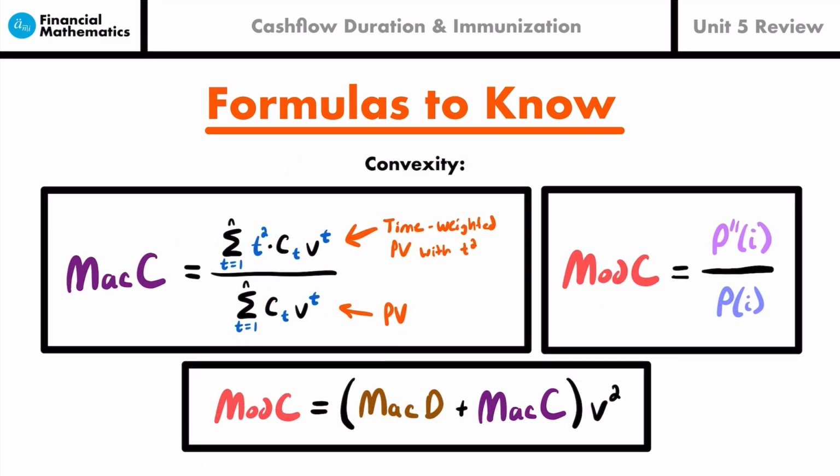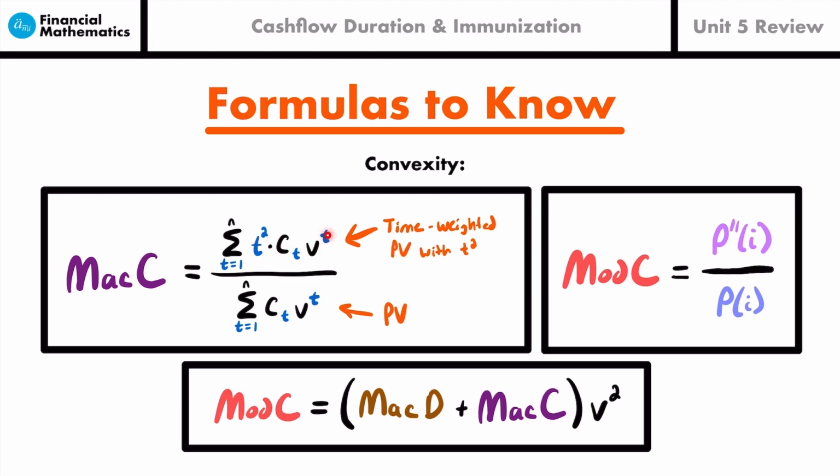Now let's talk about convexity. Remember that just like duration, there are two different types of convexity. We have the Macaulay convexity and the modified convexity. To calculate a Macaulay convexity, you want to use the same exact formula for the Macaulay duration, except the time-weighted present value in the numerator involves t squared instead of t. And here's what I mean by that.